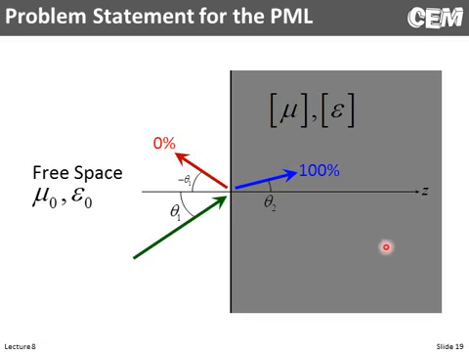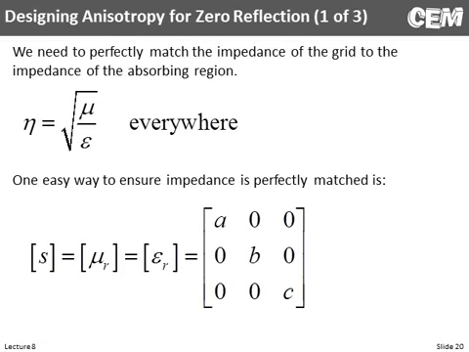And of course over here it's going to be our PML. We're going to have to also introduce loss and keep impedance matched. But our goal is to have 100% transmission and 0% reflection independent of any angle, frequency, or polarization. So we want to keep the impedance matched from the problem space into the PML.